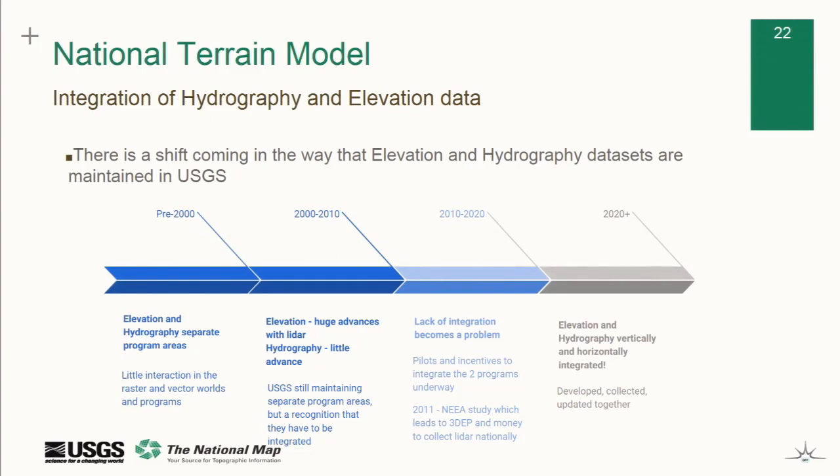So what that leads us to is something you'll probably start seeing as a new term, the National Terrain Model, which is the integration of hydrography and elevation. And this is just my take on where things have gone. We started with these two silos of elevation and hydro. There were issues when elevation got a lot better and hydro didn't. We're starting to look at how to put them together, and eventually we'll be up here where everything is nicely integrated.